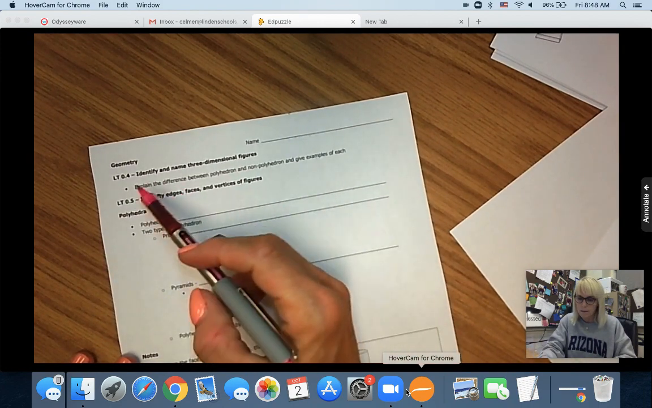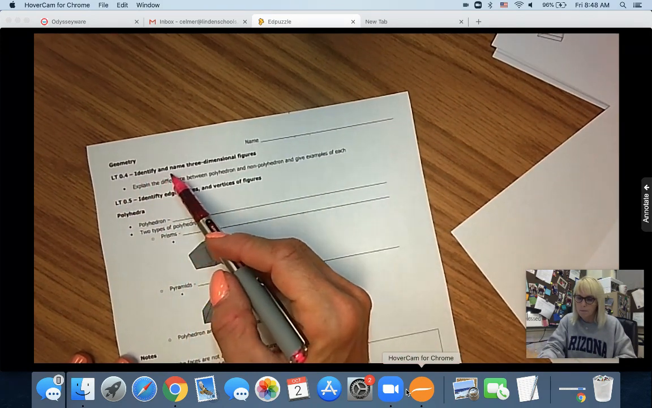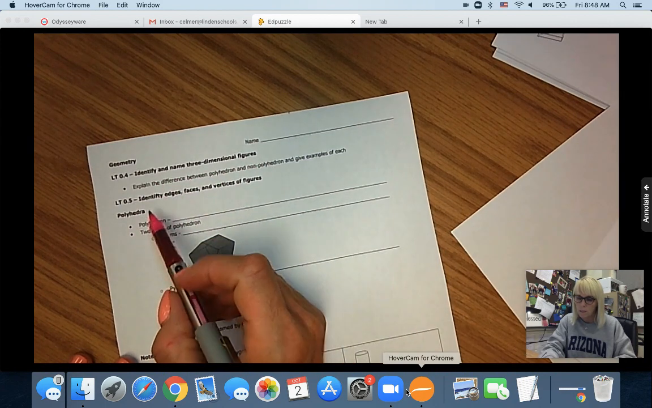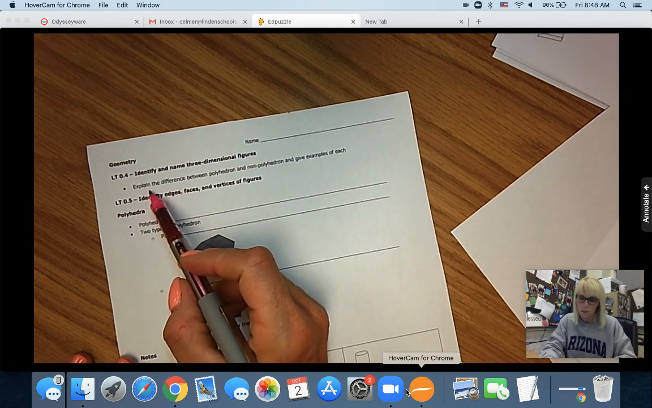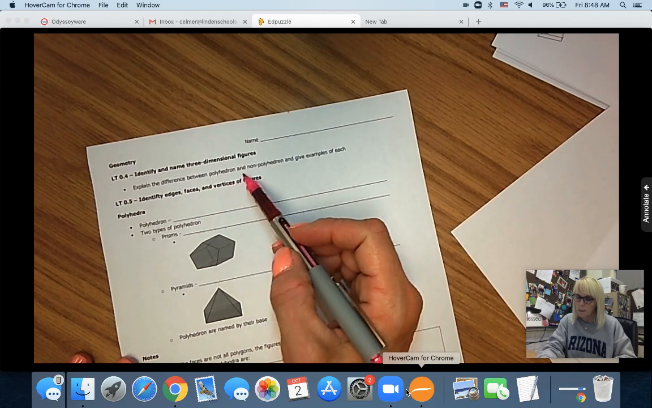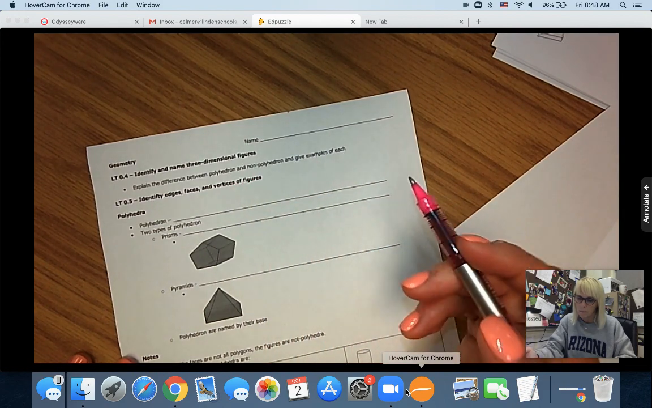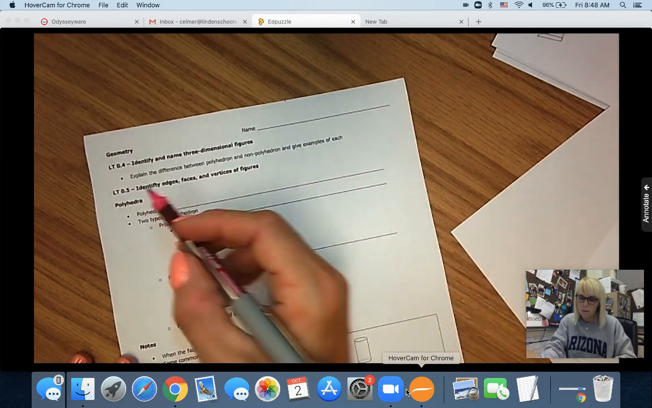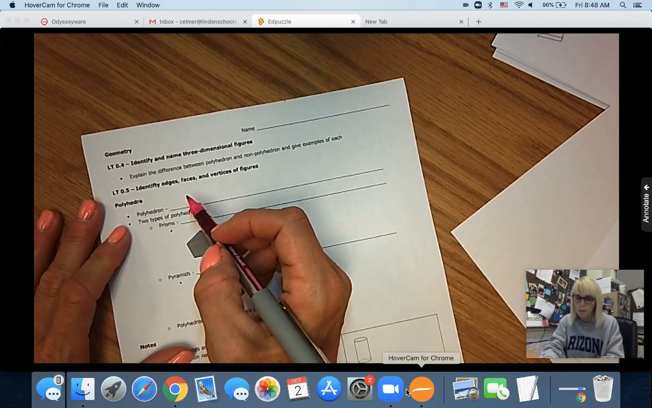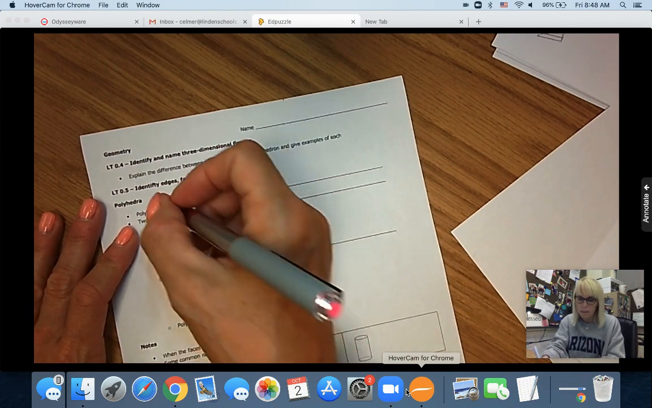So let's get started. Learning Target 0.4 says identify and name three-dimensional figures. So I want you to be able to, when we're done with this, explain the difference between polyhedron and non-polyhedron and give examples of each. Okay, so let's start with polyhedra. That's plural.